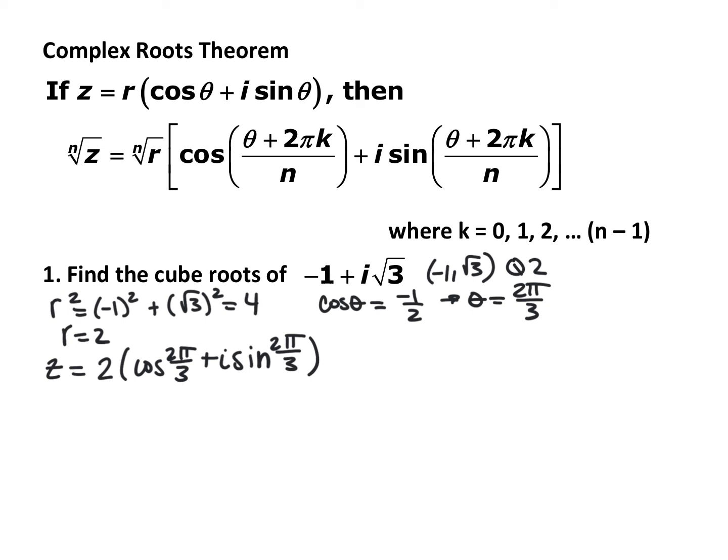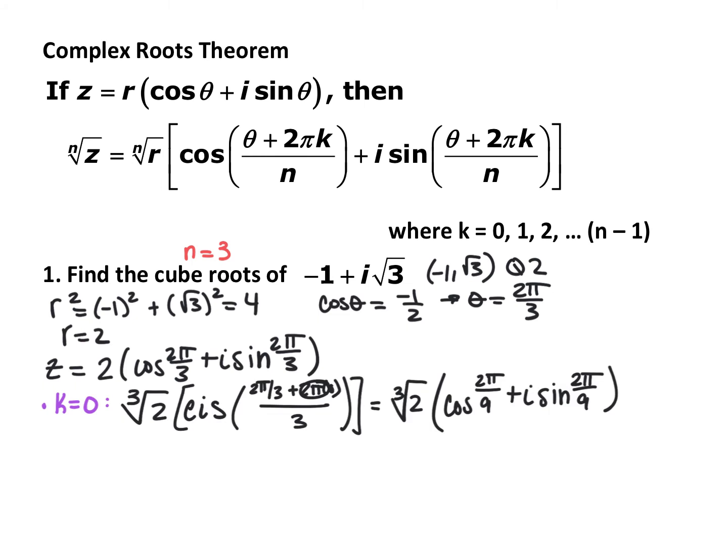So now we want to find the cube roots of this. Since we're doing cube roots, that means that n is equal to 3. We're finding the third roots, so we are going to have 3 answers. The first one, we're going to start with k equals 0. So I'm going to apply the complex roots theorem. n is going to be 3, and k is going to be 0. So I plugged in n to be 3, r to be 2, theta to be 2 pi over 3, and k to be 0. Well, anything times 0 is 0, so that goes away.